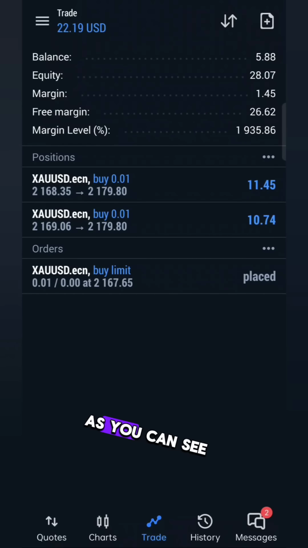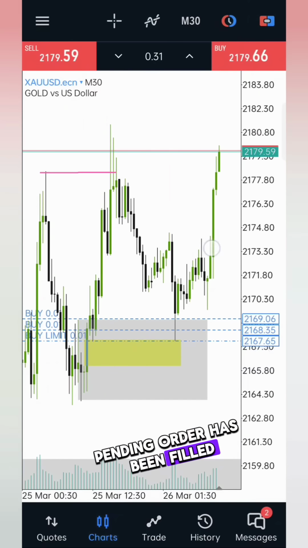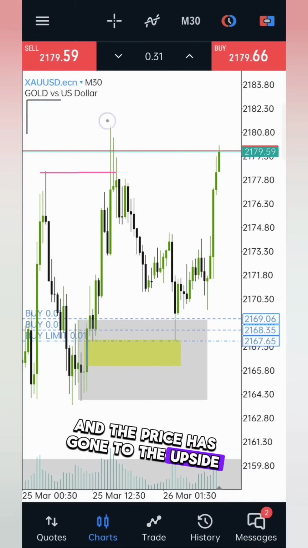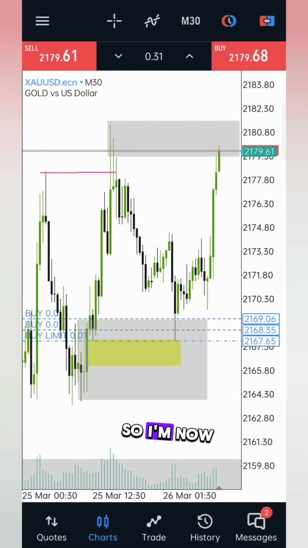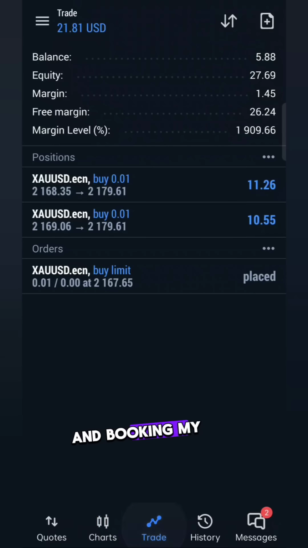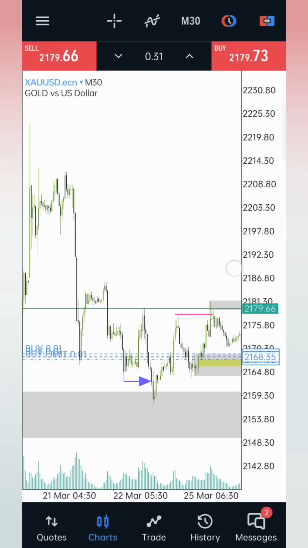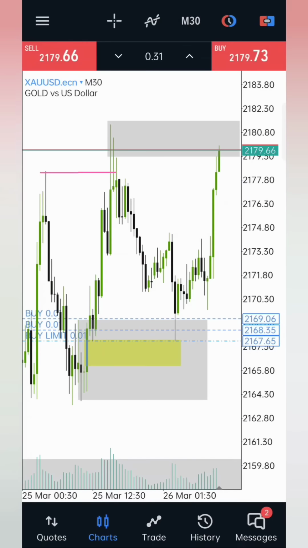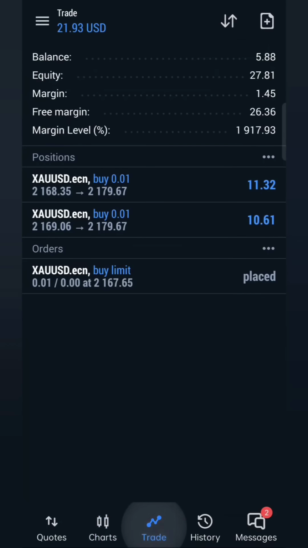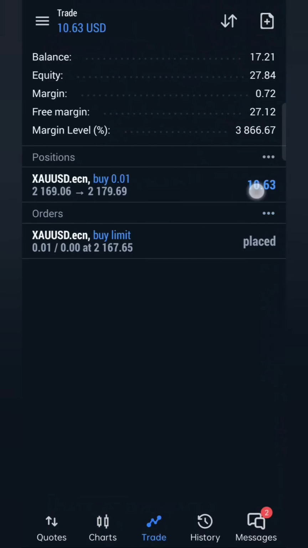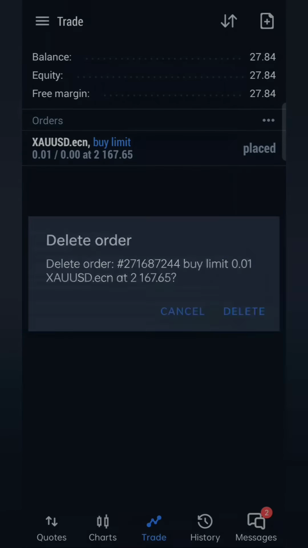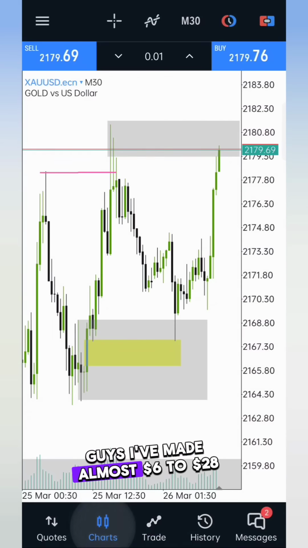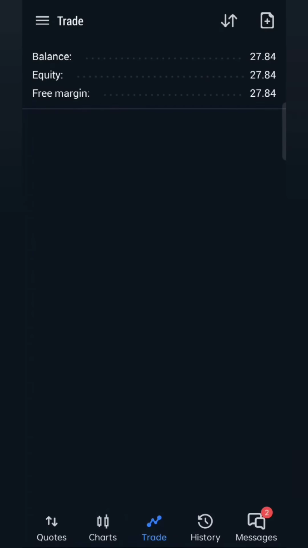The next day. So guys, as you can see, only one pending order has been filled, and the price has gone to the upside. Guys, this is our most recent higher high, or our first profit target zone, so I'm now closing all of my open orders and booking my earnings. Guys, I've made almost $6 to $28.